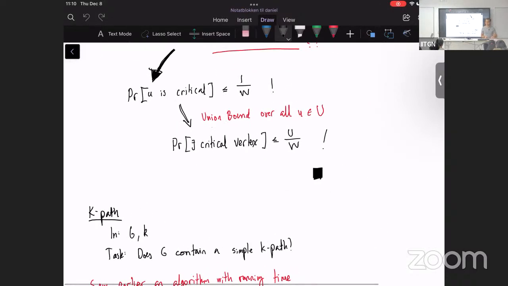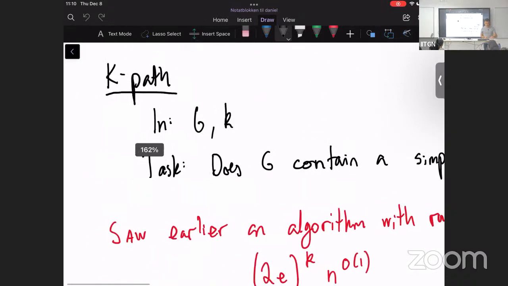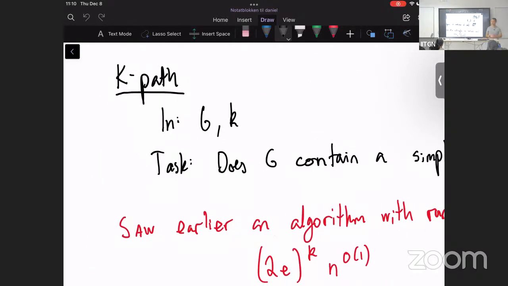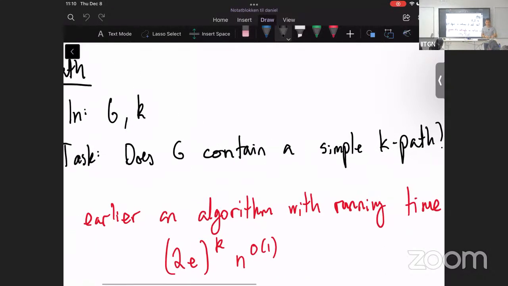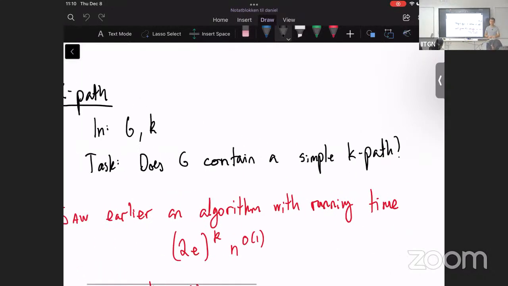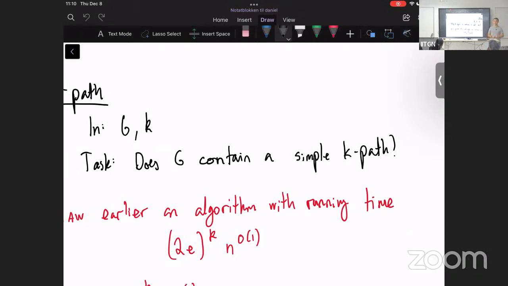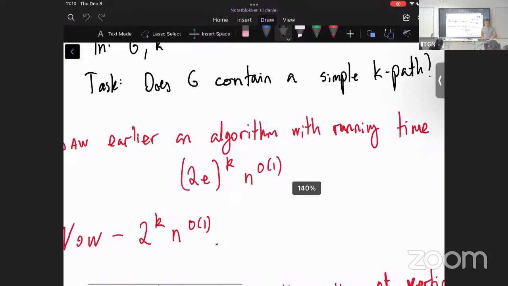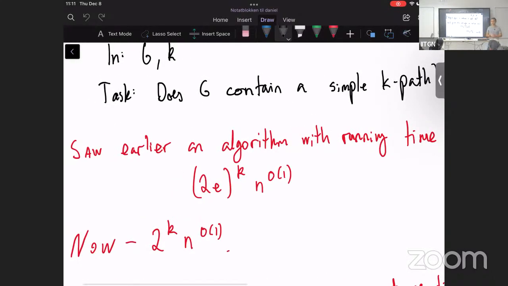Okay, so back to a problem we've looked at before, namely k-path. You're given as input a graph G and an integer k, and the problem is: does there exist a simple k-path in the graph G? So is there a path on at least k vertices? We've already seen an algorithm with running time 2e to the power k. We've seen an algorithm that approximately counts k-paths in time roughly 2e to the power k.